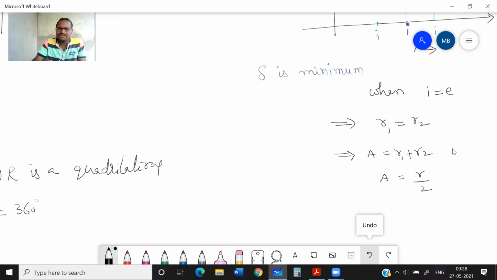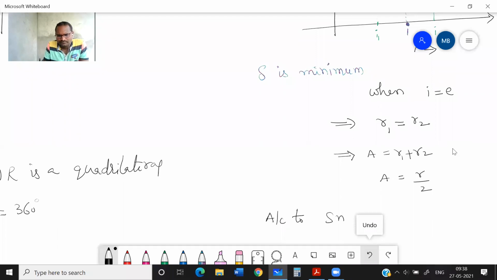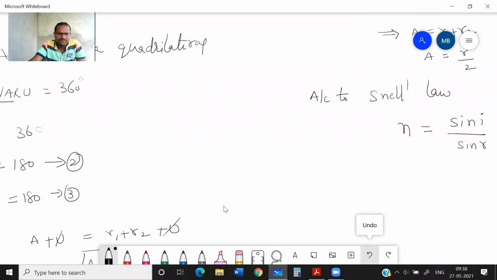Now, we know according to Snell's law, N1 sin I is equal to N2 sin R. Means refractive index of the prism is equal to sin I by sin R. Clear? Now, you see equation number 5.